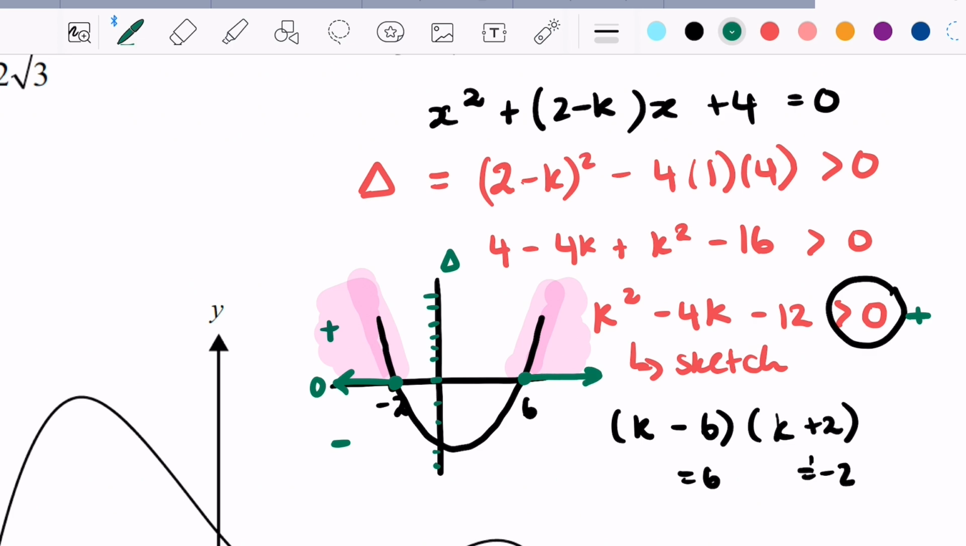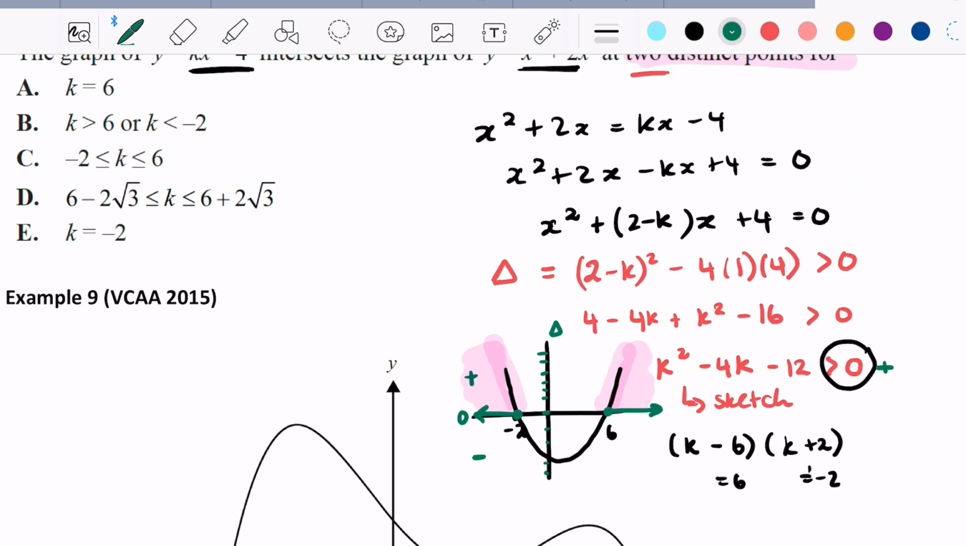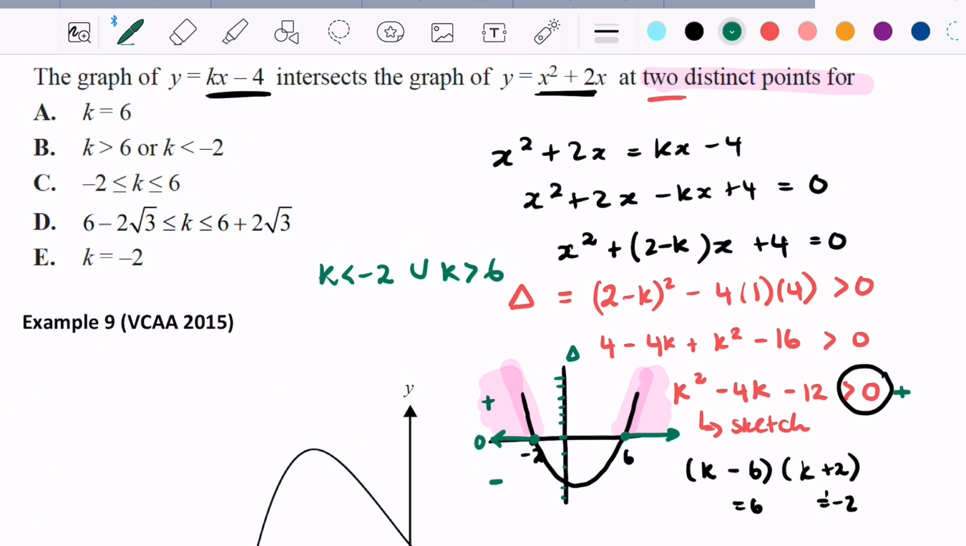So that's what corresponds to the shade. So I can see here that means that k needs to be less than negative 2, or k needs to be greater than 6. And when I have a look at my options, it gives me B. So that's how you complete these kind of questions, and they do come quite often in exams.